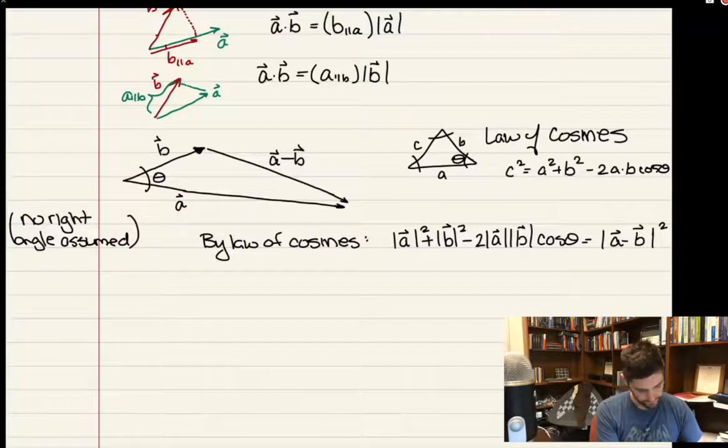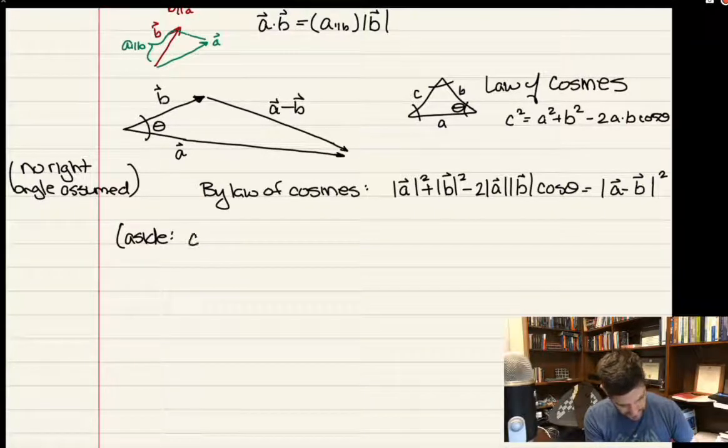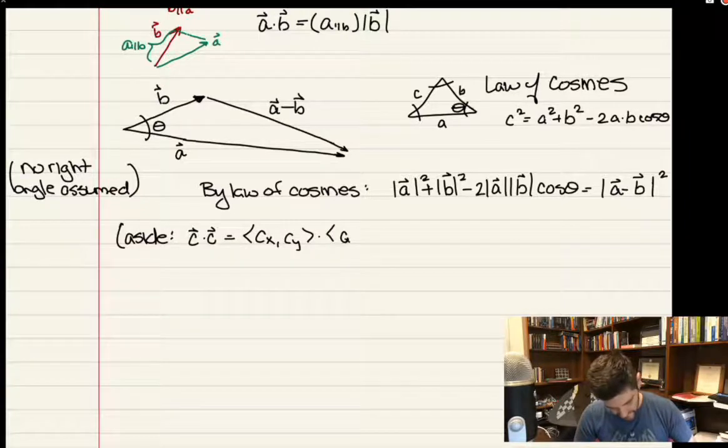All right. We need one more relationship. So we need a quick aside. Take some vector c and dot it with itself. What do you get? Maybe c was cx, comma, cy. So I dot it with itself, cx, comma, cy. That is the same thing as the first component squared plus the second component squared.